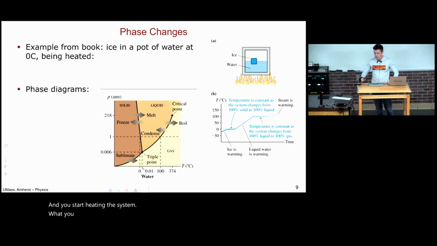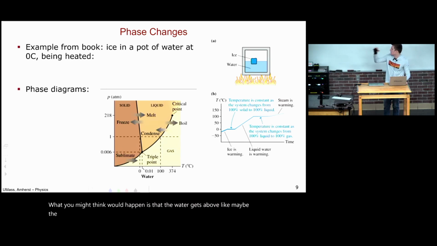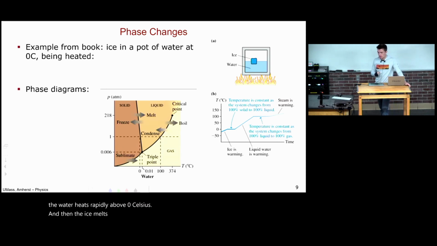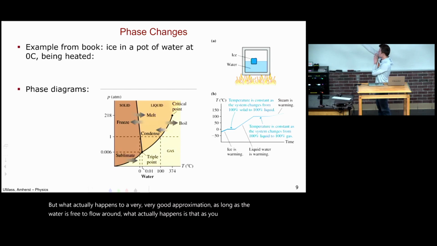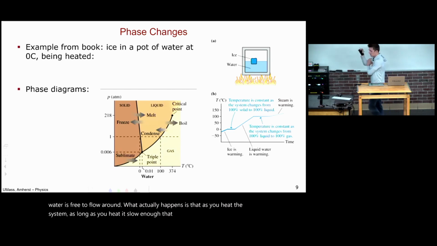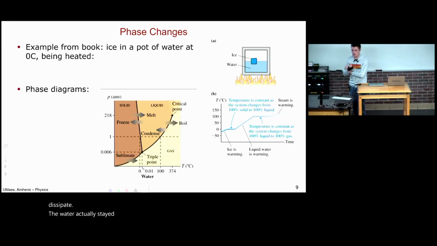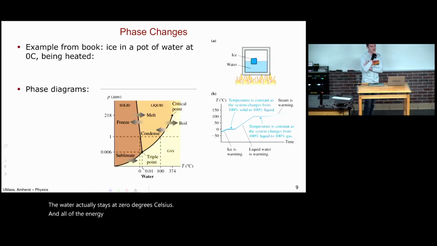What you might think would happen is that the water heats rapidly above 0 Celsius, and then the ice melts afterwards. But what actually happens, to a very, very good approximation, as long as the water is free to flow around, is that as you heat the system, as long as you heat it slow enough that the energy has time to dissipate, the water actually stays at 0 degrees Celsius. And all of the energy goes into converting the ice. And only when all of the ice is melted does the temperature of the water start to go above 0 degrees.